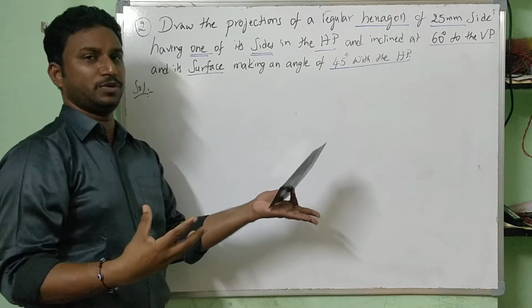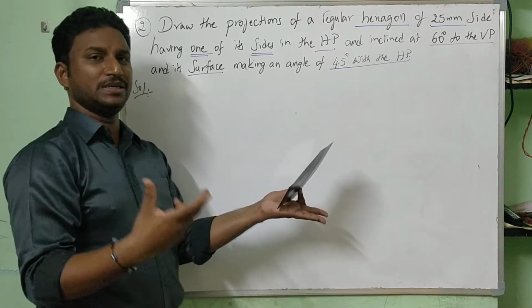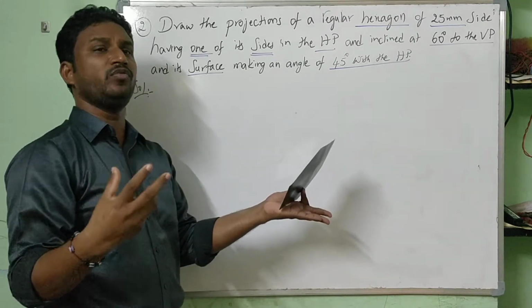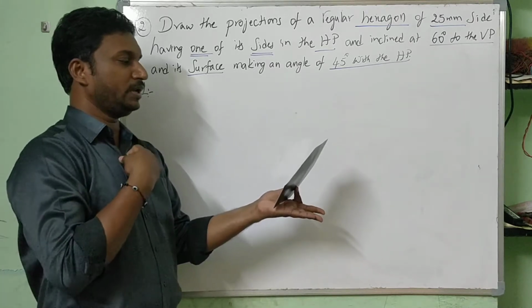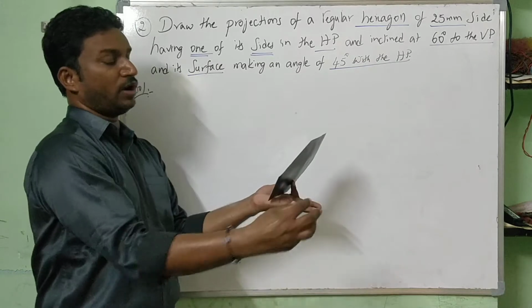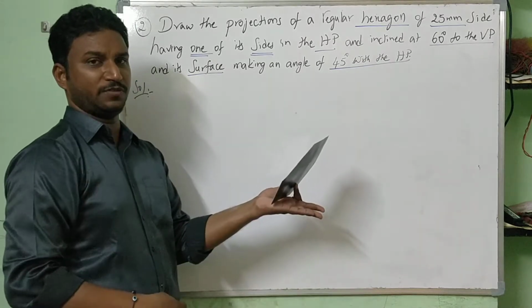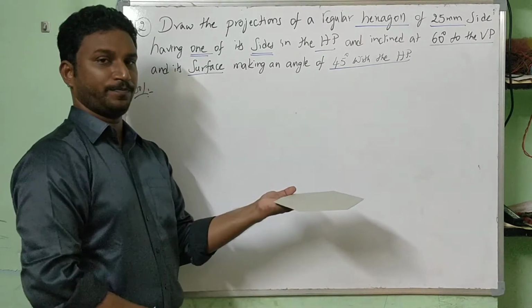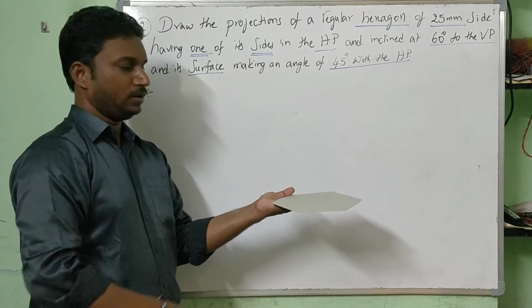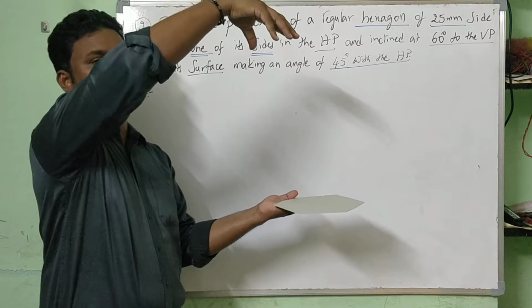But step by step procedure. We have to remove the angles such that in any one of the views you are able to draw the true shape. Now what I can do is, as usual, I am removing the 45 degrees with the HP first of all. Now what will happen? It will be falling on HP. Right. Now in the top view I can draw the true shape.